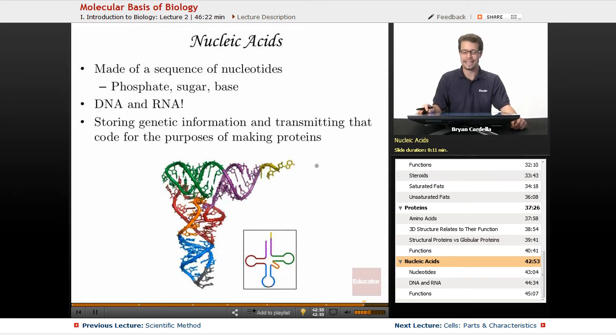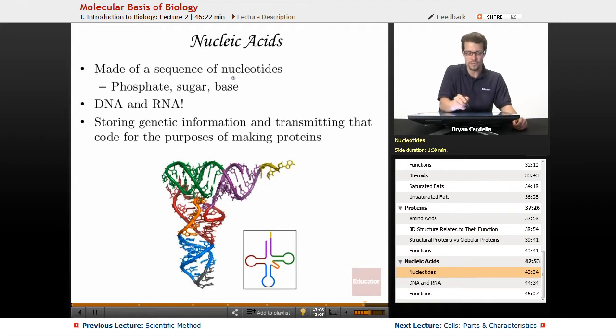And finally, nucleic acids. Without nucleic acids, you wouldn't be able to make proteins, and cells wouldn't have instructions in terms of how to do what they do. So nucleic acids are made of a sequence of nucleotides. So once again, the nucleotide. These are the monomers.